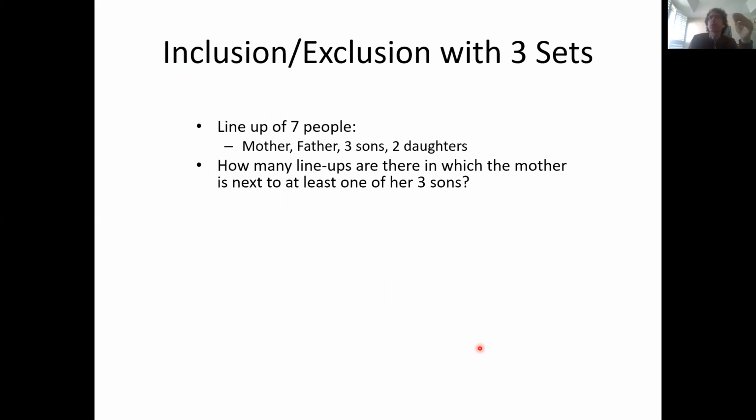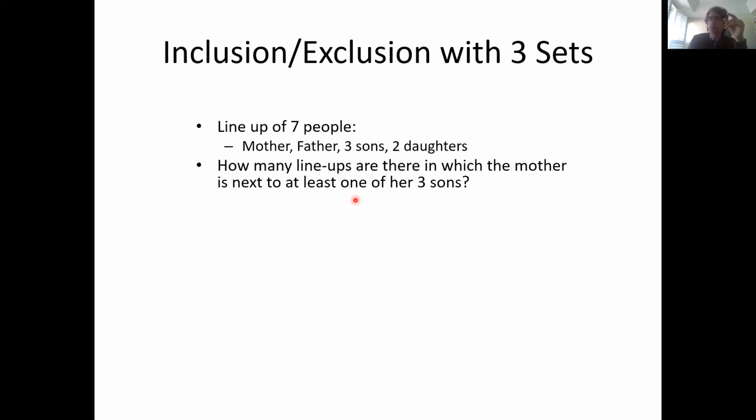Let's say, okay, a different class of problems, but it is an inclusion exclusion problem, or this can be solved using inclusion exclusion. You line up 7 people: mother, father, 3 sons, 2 daughters, and they're all distinguishable. So there's son 1, son 2, son 3, daughter 1, daughter 2. How many orderings of them are there where the mother is next to at least one of these 3 sons?